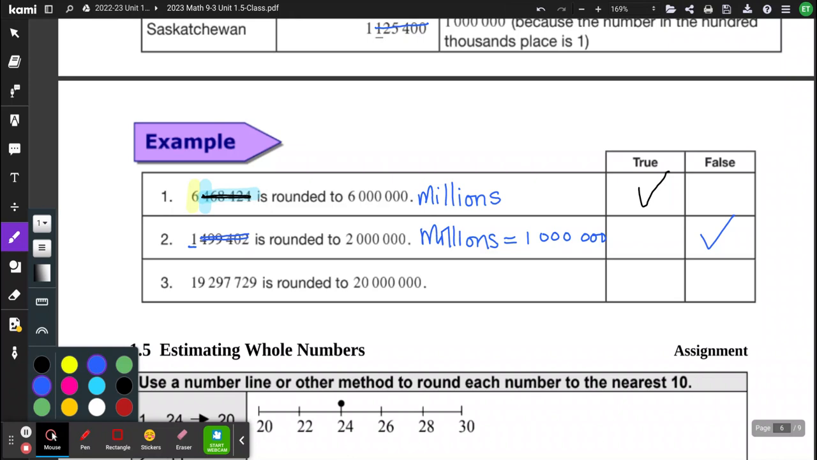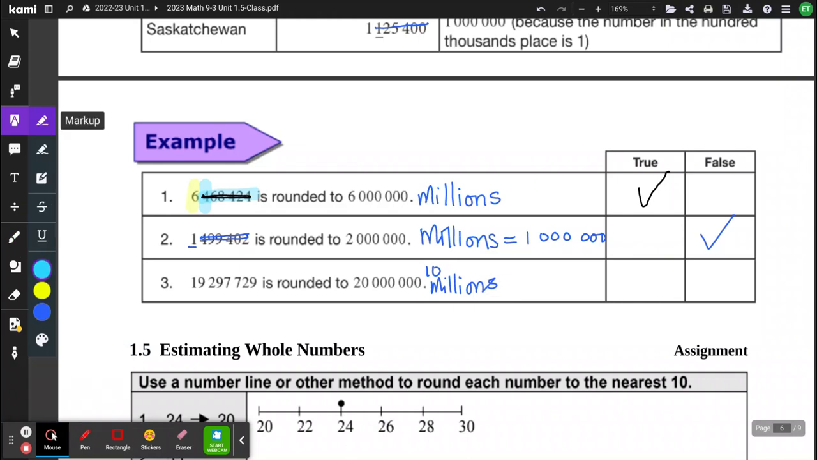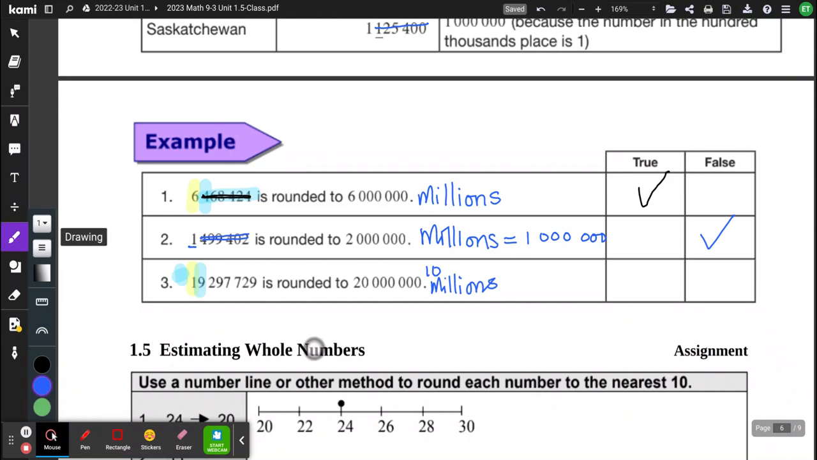Did they round properly to the nearest 10 million? So this one is 10 millions. If I'm rounding to the 10 million, I'm looking at the digit 1, and then I look at the 9 right after it. Is the 9 going to make the 1 add 1 or stay the same? It is going to add 1. So this guy's going to add 1. And then the 9 and everything else changed to zeros. So did he add 1 and they changed to zeros? Yes, it's true. Everything else changed to zeros.